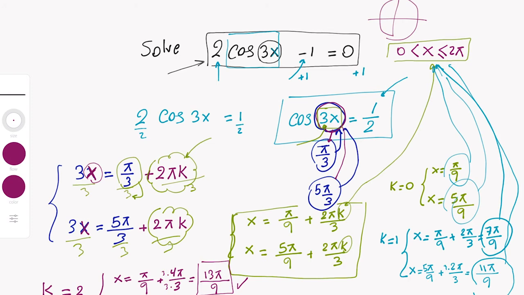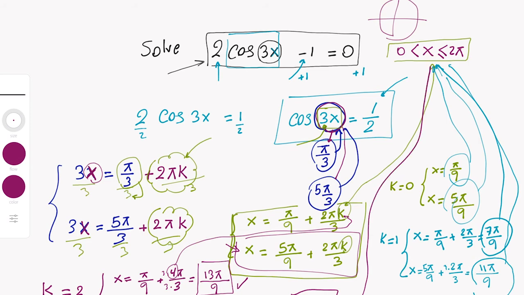Let's see the second equation. Let's apply this one. K equal to 2, we have x equal to 5 pi over 9 plus 4 pi over 3. So I get 4 here because I plug 2 for the k. 2 times 2 is 4 pi. If you find the common denominator 9, we have 5 pi plus 12 pi. We get 17 pi over 9. Also 17 pi over 9 is between 0 and 2 pi.